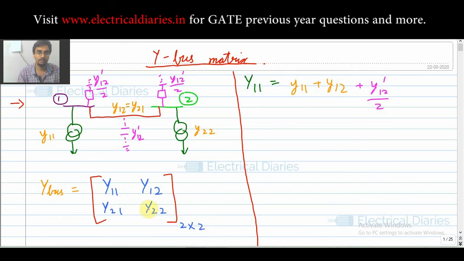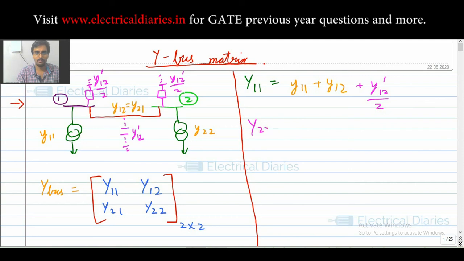So similarly, by this logic, your y22 means the sum of all the admittances of the elements connected to bus 2. Y33 means the sum of all the admittances of the elements connected to bus 3. Okay, so it will be more clear when you do some questions.